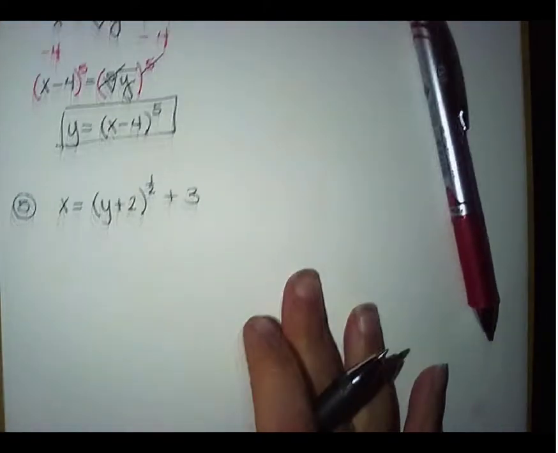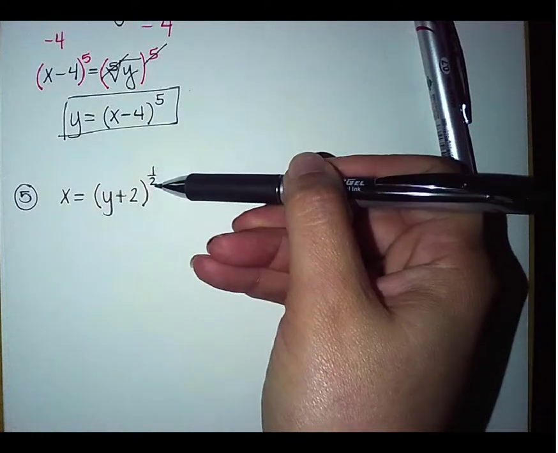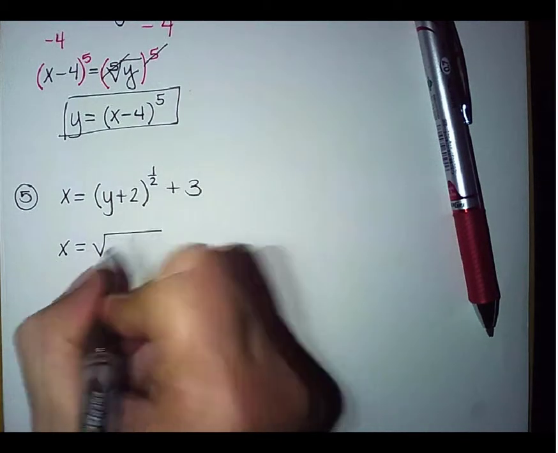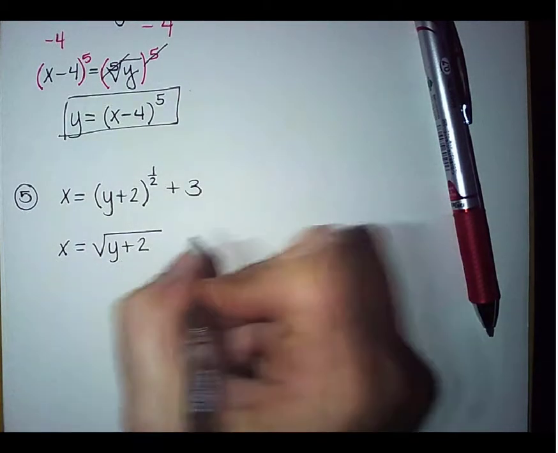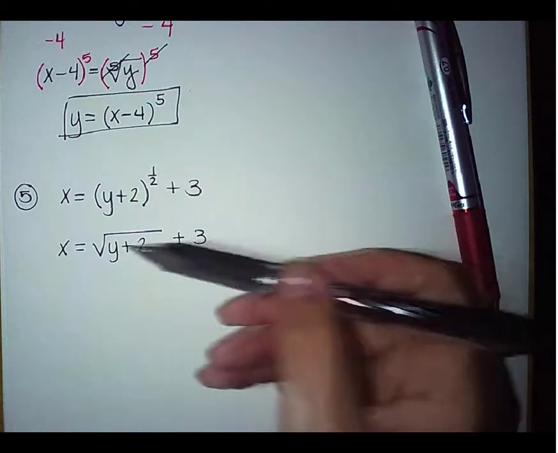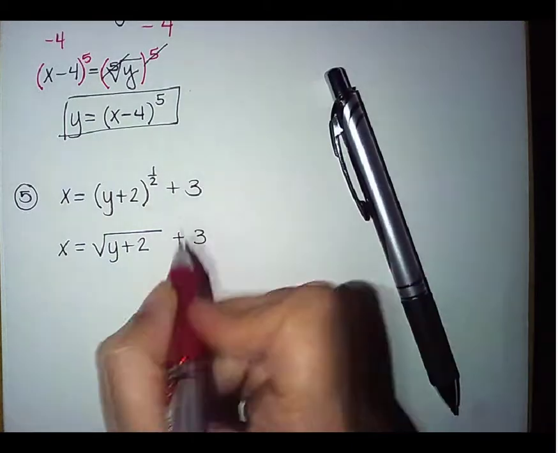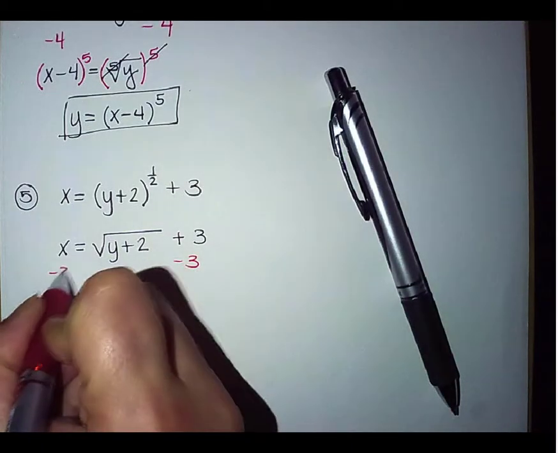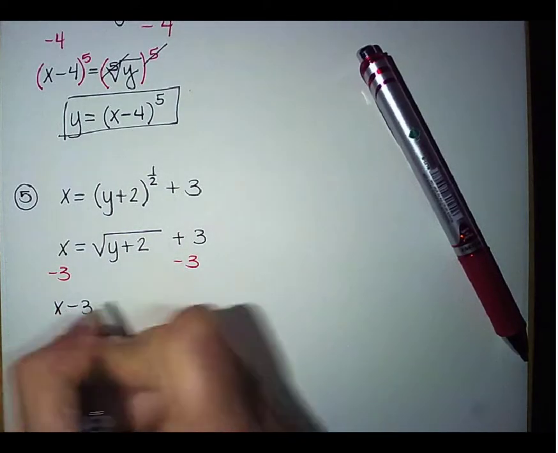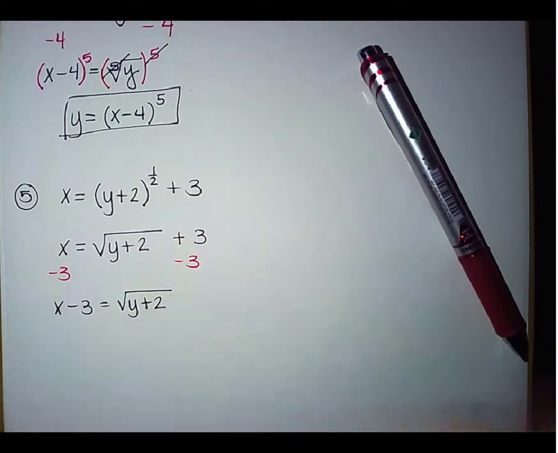All right, again, the same thing's happening here for question number 5. If you don't like the fact that you have this 1/2, go ahead and rewrite it as a radical. So this is the square root of y plus 2 and then plus 3 on the outside. Again, in order to get rid of the square root, I first need to move this 3. So we're going to start off by subtracting 3 from both sides. So we have x minus 3 equals the square root of y plus 2.